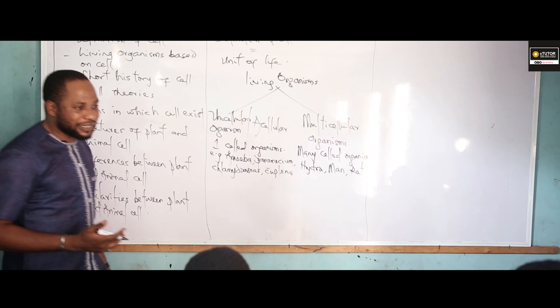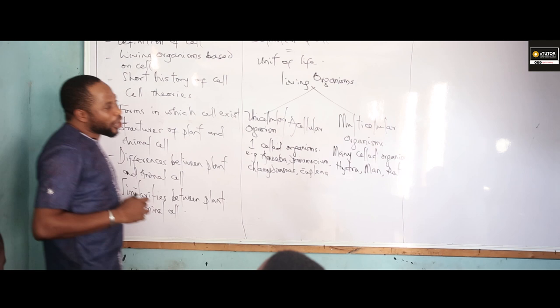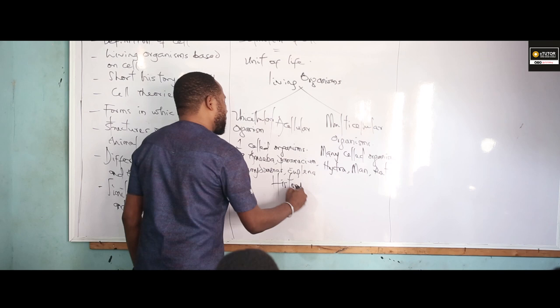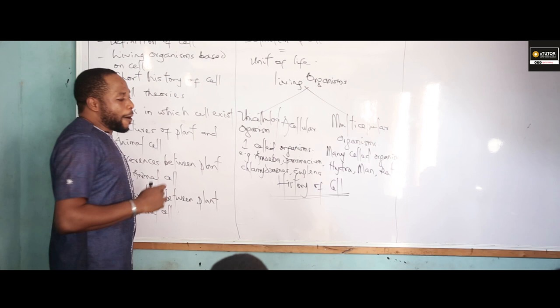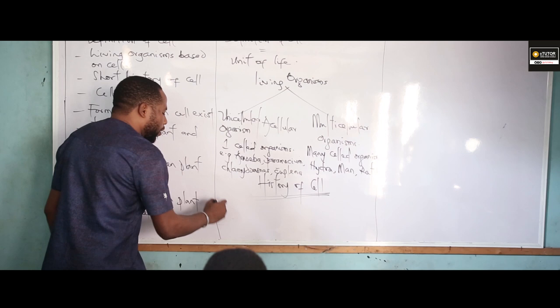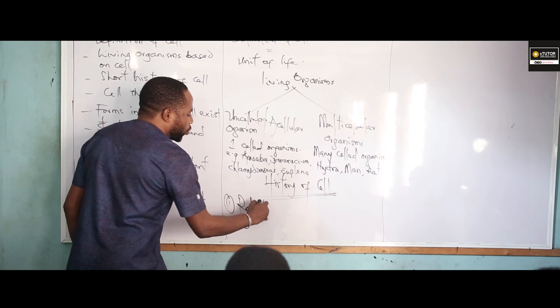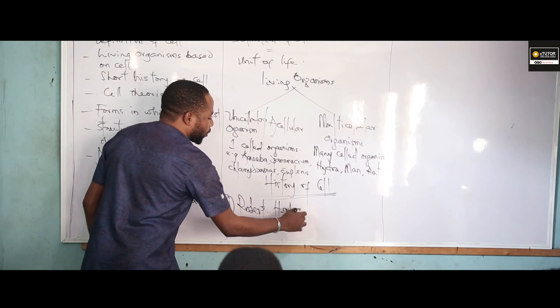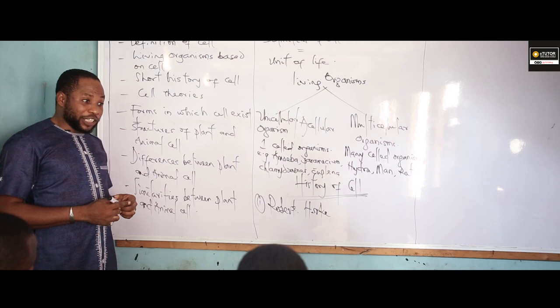Then after that, we're going to look at a short history of the cell. Now, the first man that used the word cell, although he's not the first one that made use of the microscope, is called Robert Hooke. This man is from England, so he's an English scientist.